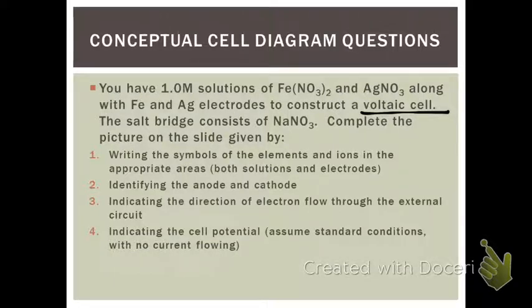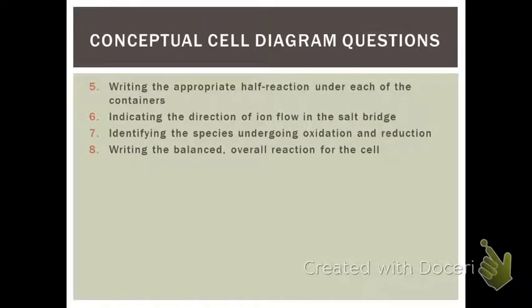The salt bridge has sodium nitrate. Complete the picture on the slide by doing the following: writing the symbols of the elements and ions in the appropriate areas on the solutions and the electrodes, which are the metals. Identify the anode and the cathode. Indicate the direction of the electron flow. Indicate the cell potential. Write the appropriate half reaction under every container. Indicate the direction of the ions flowing in the salt bridge, indicate the species undergoing oxidation and reduction, and write the balanced overall reaction. This is a lot, but if you can do this, you truly understand what's going on.